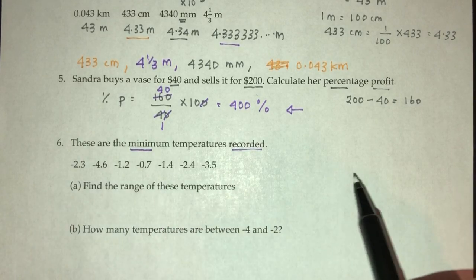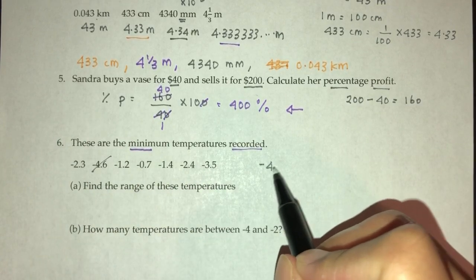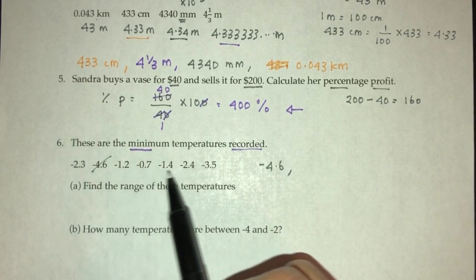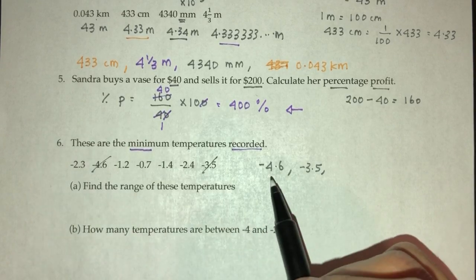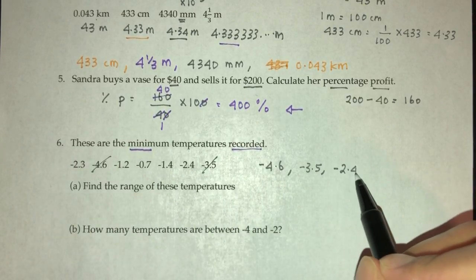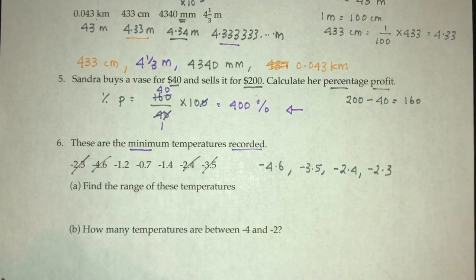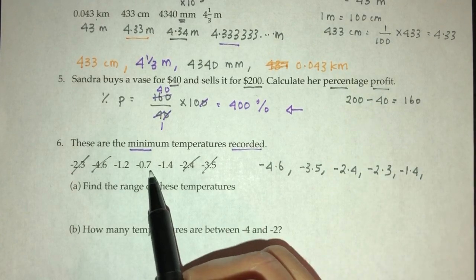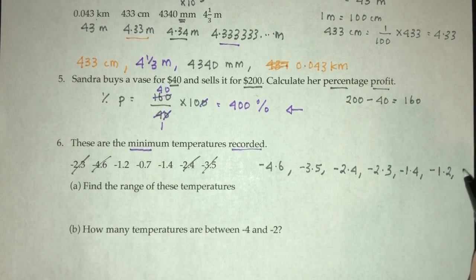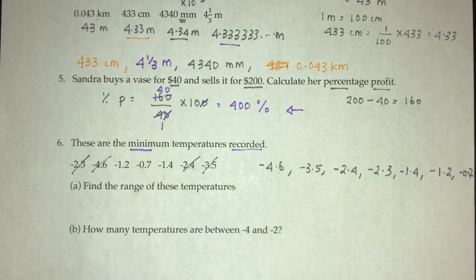Let's see which one is the smallest. I think this one is the smallest, so minus 4.6, and then we have minus 3.5, and then minus 2.4, and then minus 2.3, and then minus 1.4, and minus 1.2, and finally minus 0.7. I hope that was fine. So basically we have to rewrite everything from the smallest to the largest number.